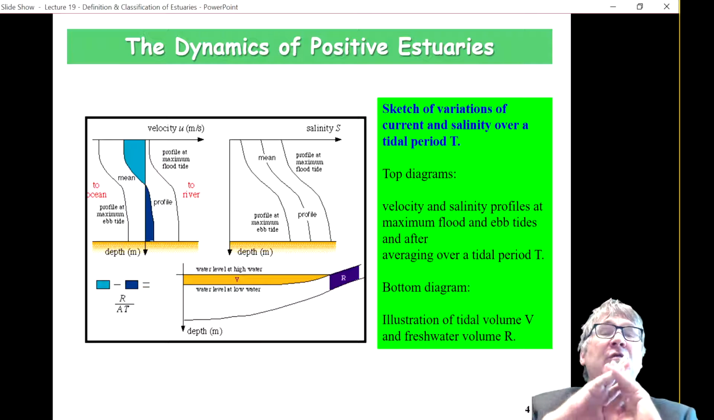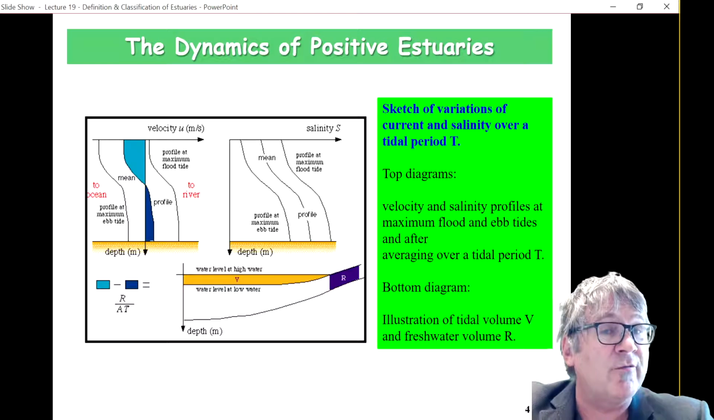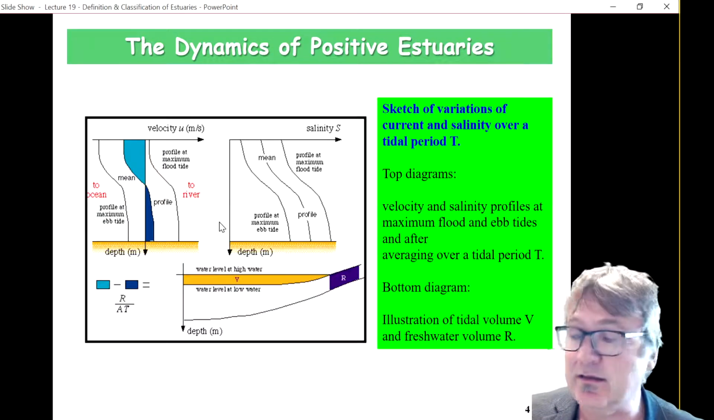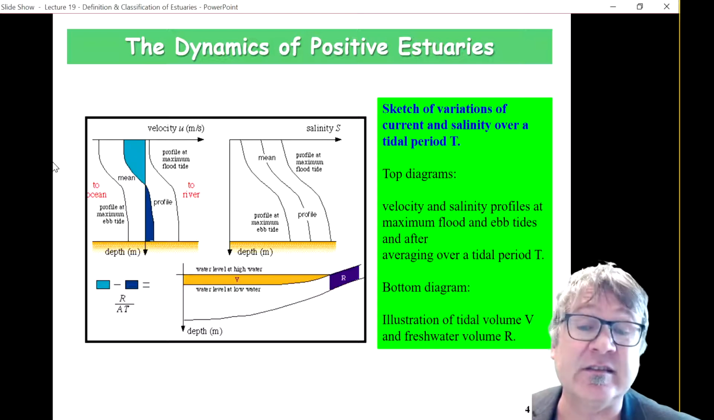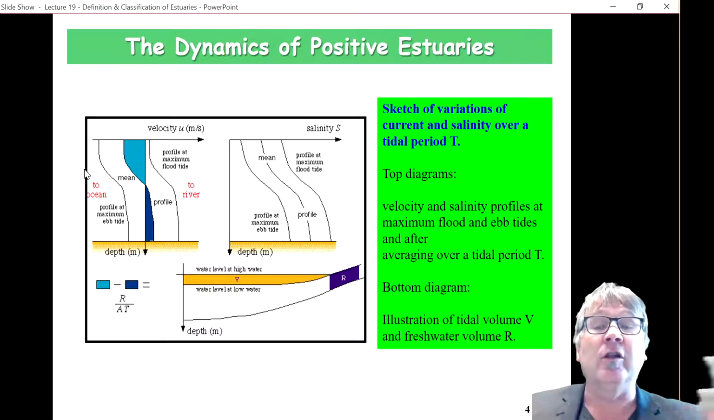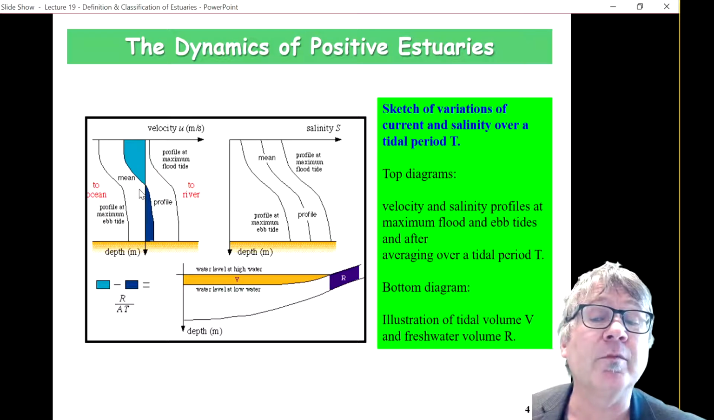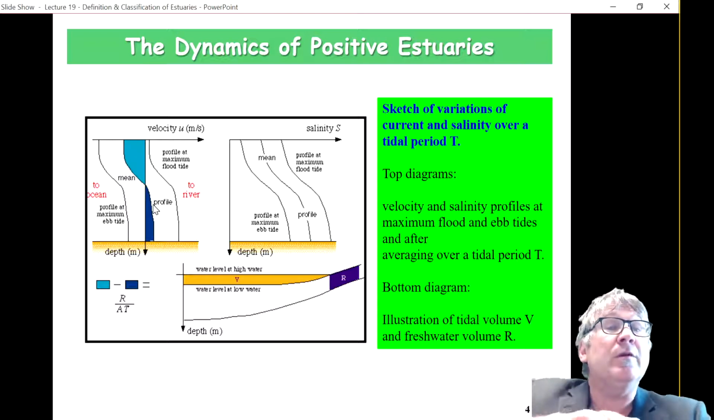If you average over a long time in your positive estuaries, you do measurements over several tidal cycles, and this is shown here in the top left. The ocean is on the left in this diagram, and the river is on the right, and you look from the side. If you average over a long time, you get an outflow of lower salinity water in the surface layer towards the ocean, and you get an inflow in the lower layer from the ocean to the river. This is when you average over a long time.